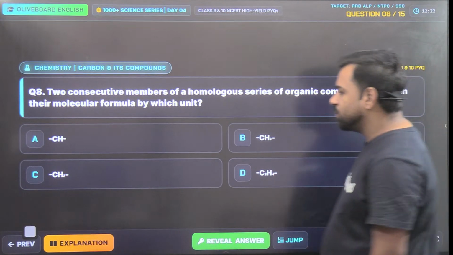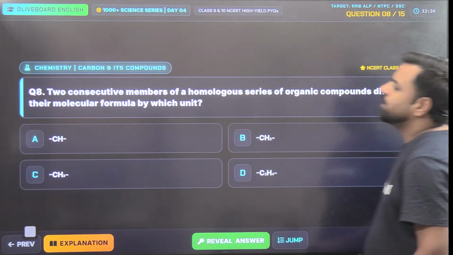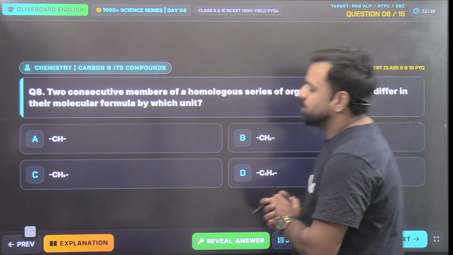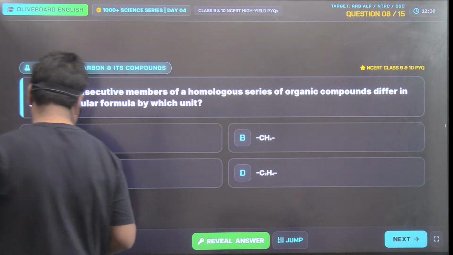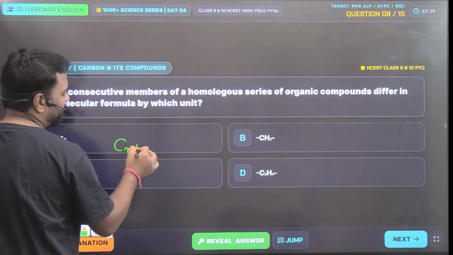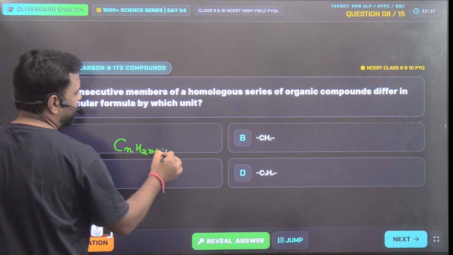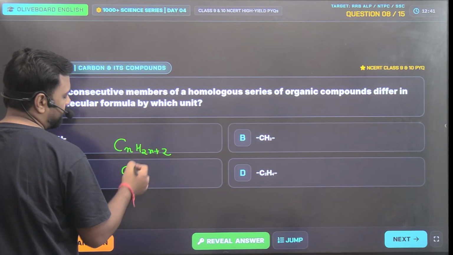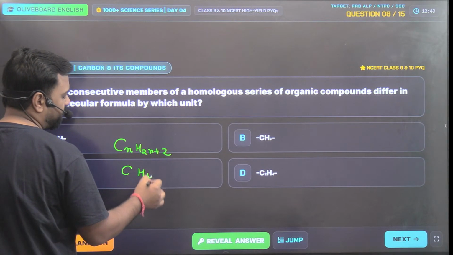CH, CH2, CH3 or C2H4. So, two consecutive members of a homologous series of organic compounds. Here, let me take the example. For the alkanes we have the general formula CnH2n+2, right? So let's say it's one carbon compound, so it will be CH4, right?